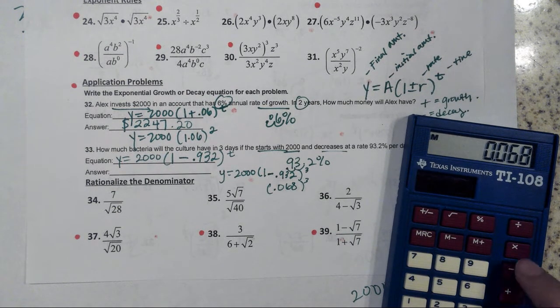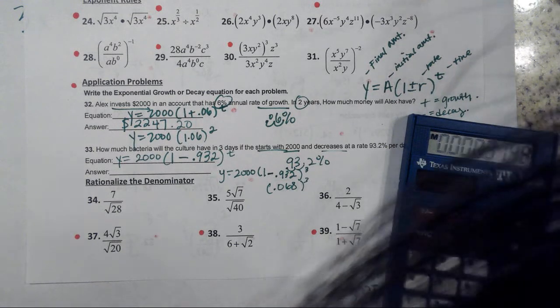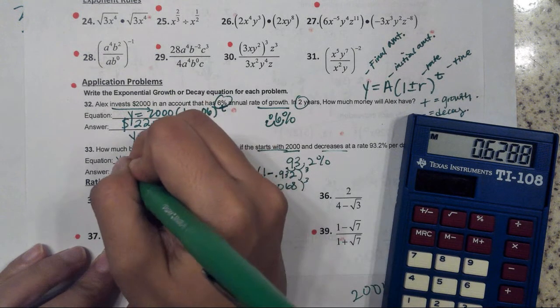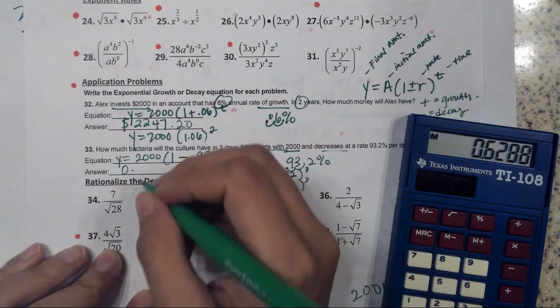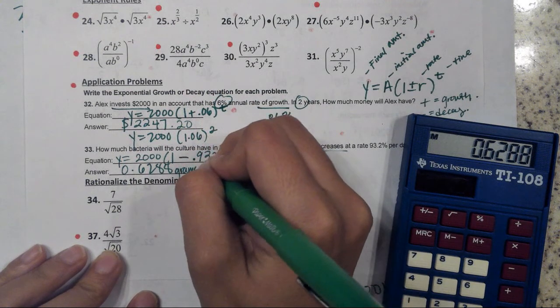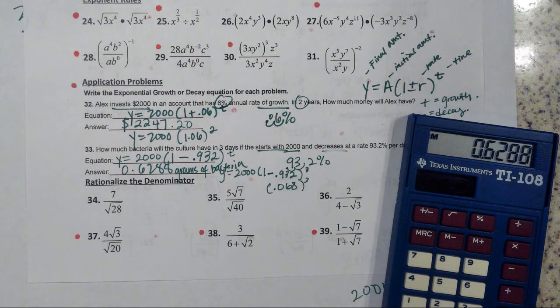So I have 0.068 times 0.068. I did that twice, because the first time it's 0.068 times 0.068 times 0.068. So I get that big number, and then I'm going to multiply it by 2,000. And you get 0.6288. So my answer is going to be 0.62 grams of bacteria, which makes sense because it decayed, so the number should be smaller than what you started with.